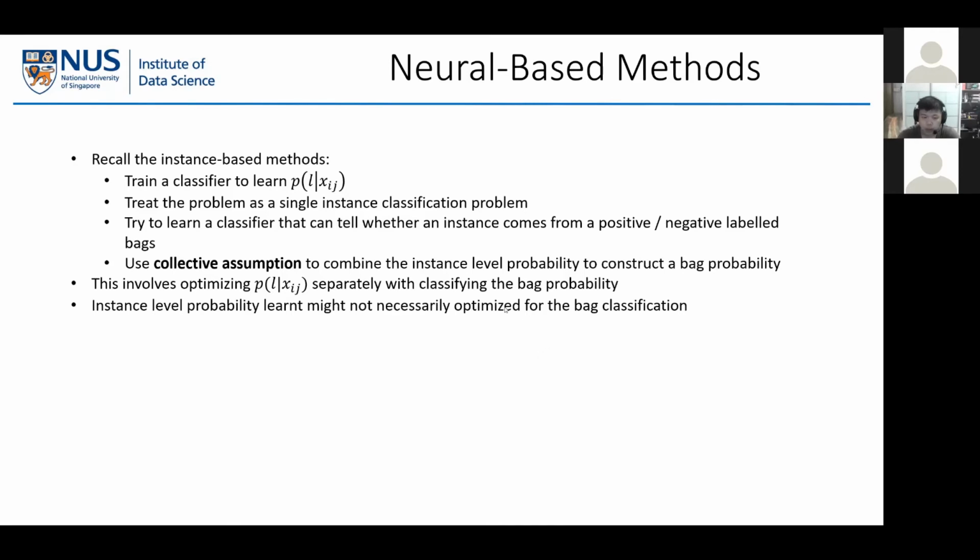Now with the neural-based methods, we can even go one step further. Previously, the instance-level probability is basically a one-dimensional number between 0 and 1 that we combined to form the bag-level probability. But this is also a form of compression of the representation of the instance.